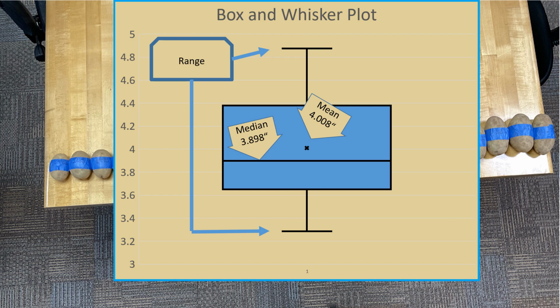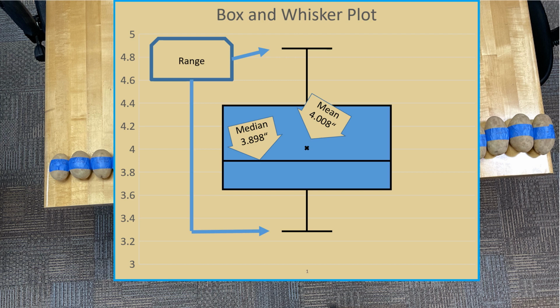Maybe if I were looking for large potatoes, that might not be the brand of potato bag that I would want to buy. So you're looking at these numbers and you're seeing, by visually seeing the box and whisker plot, you can get a good idea of where the median and the mean fall within that large range of values you have for your sample set.